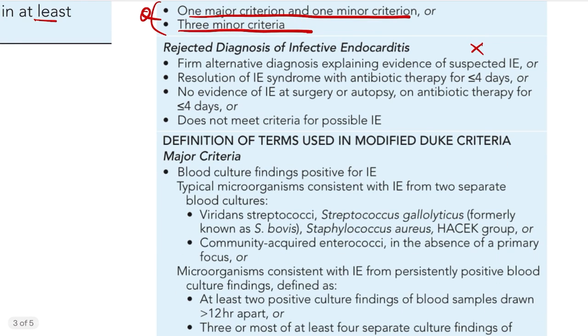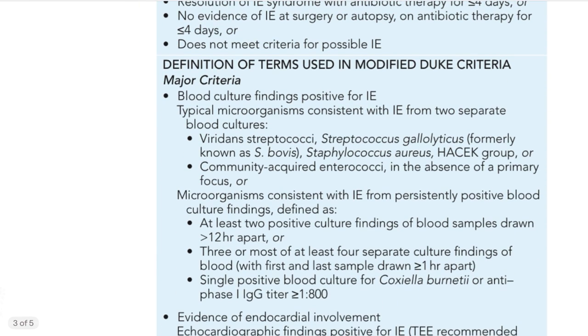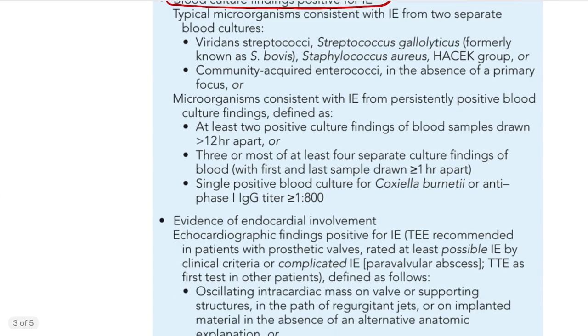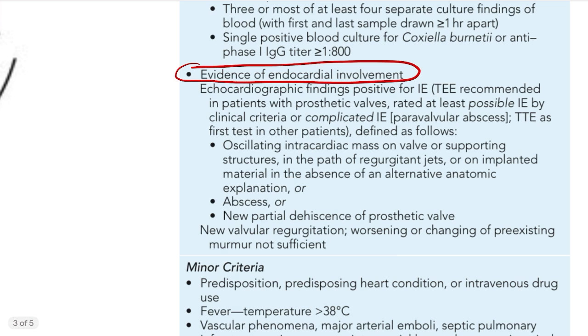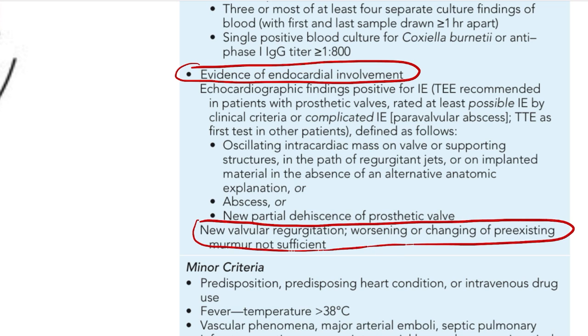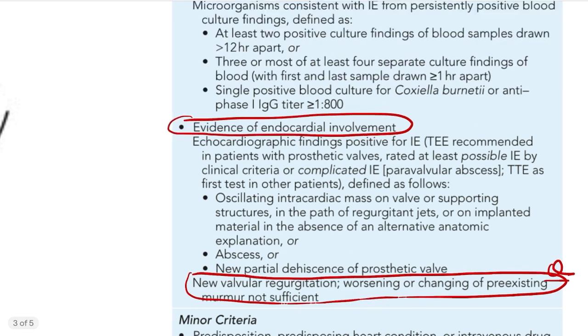Okay, so what are the major criteria? Blood culture positive finding of infective endocarditis, first thing. Second, evidence of endocardial involvement. Second thing. Okay. And new valvular regurgitation; worsening or changing of a pre-existing murmur is not sufficient. So this was asked. I will tell.